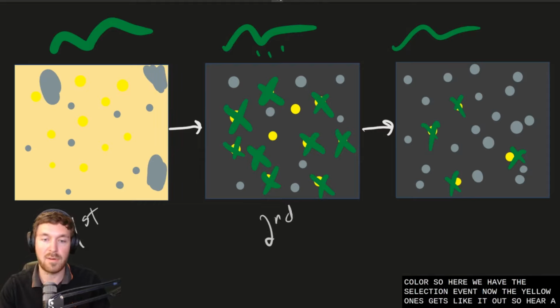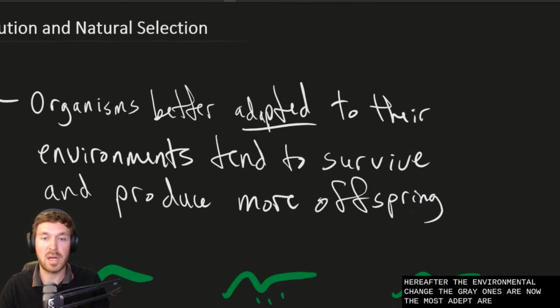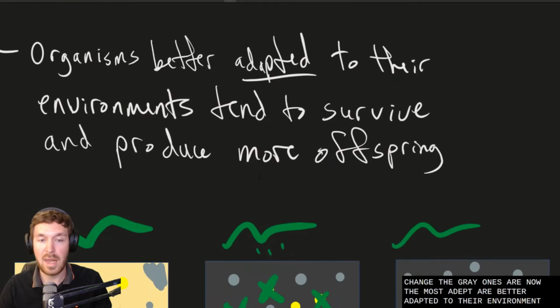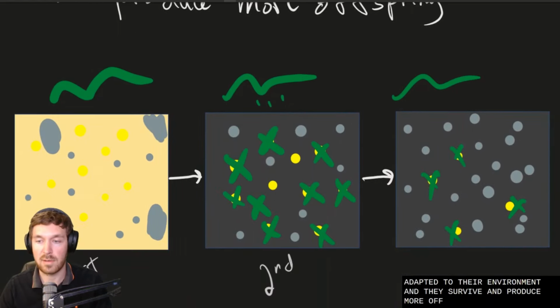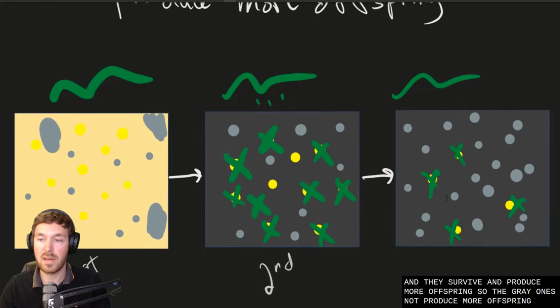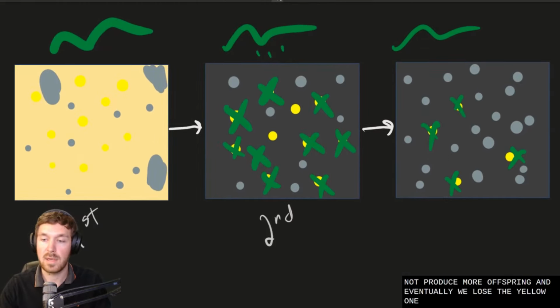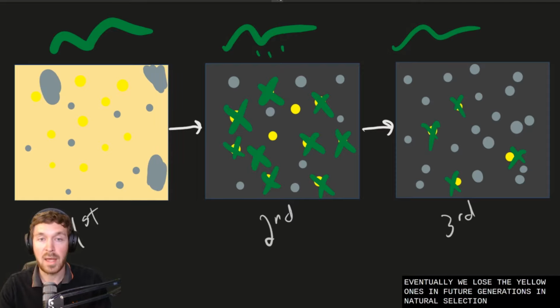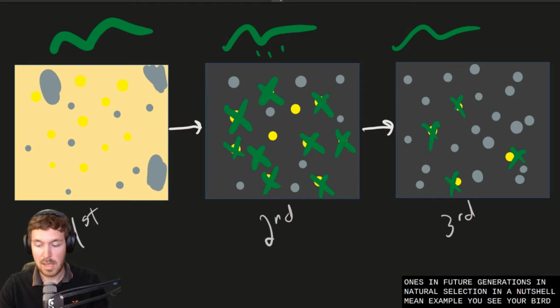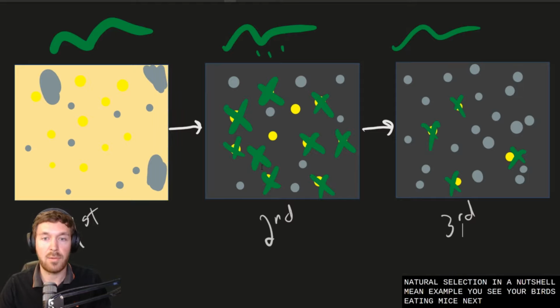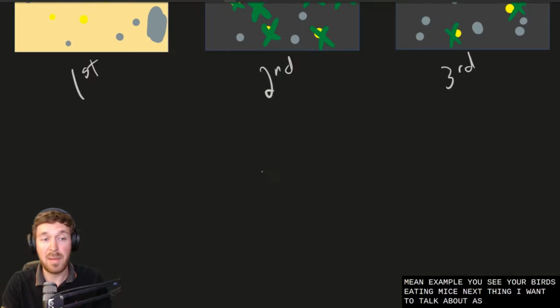So here, after the environmental change, the gray ones are now better adapted to their environments, and they survive and produce more offspring. So the gray ones now produce more offspring, and eventually we lose the yellow ones in future generations, and that's natural selection in a nutshell. So that's the main example you see of birds eating mice. Next thing I want to talk about is antibiotic resistance.